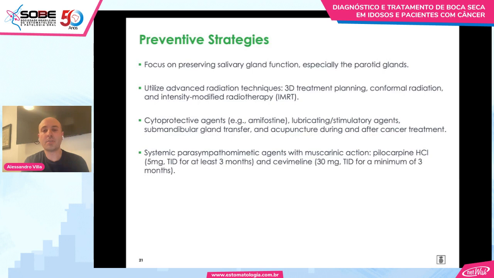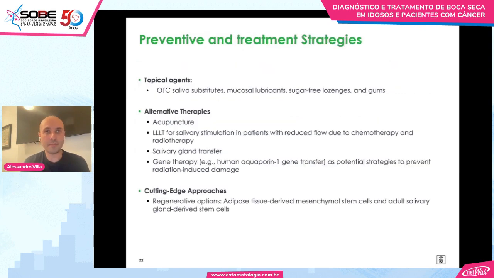There are some studies, still controversial, looking at the role of submandibular gland transfer, where patients undergo a surgery prior to starting radiation therapy to move the major salivary glands out of the field of radiation. And acupuncture also may have some good results in a group of patients undergoing radiation therapy. And then we have the systemic parasympathetic agents, with muscarinic action that we discussed earlier, like cevimeline and pilocarpine.